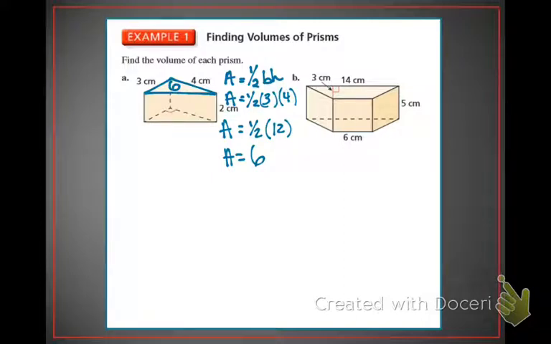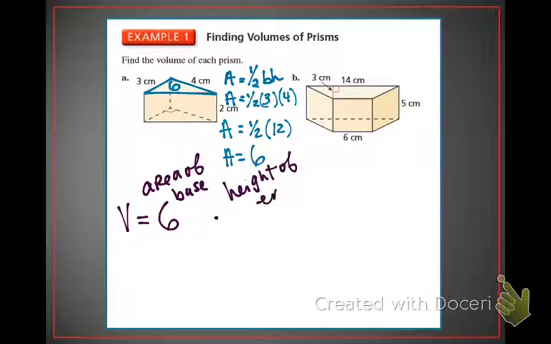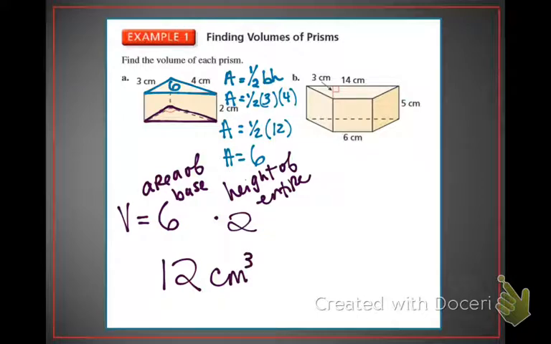So now you're going to go into the volume formula. Volume equals the area of the entire base. So what is the area of the base? 6. So the area of the base times the height of the entire object. So the height is what's pushing one triangle away from the other triangle down here. So what is pushing them away? 2. So the height of the entire shape is 2. So 6 times 2 is 12, and it is centimeters cubed.